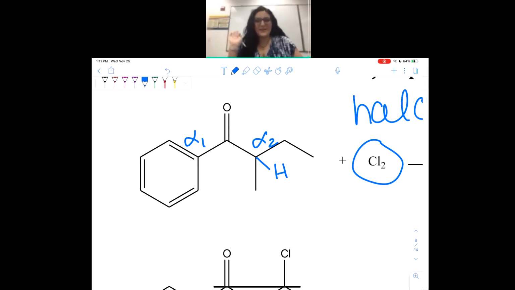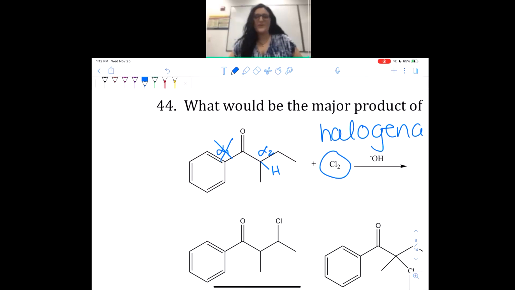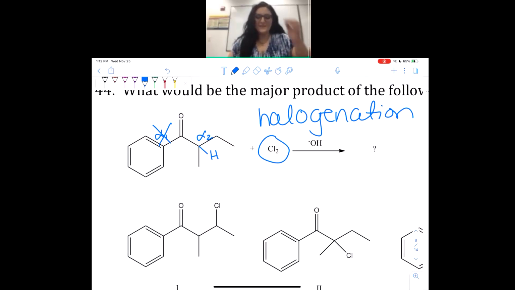I told you guys, you were thinking way too deep into it. Alpha 1 is not even an option because there are no hydrogens there. People get mixed up with that all the time. So please make sure that the alpha carbon that you pick has a hydrogen present. But you guys have the right intuition.